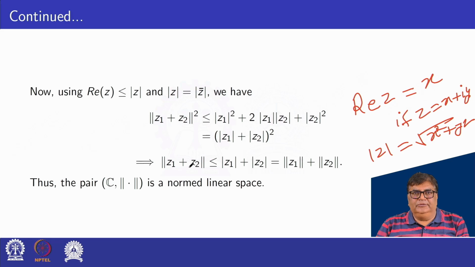So norm z1 plus z2 is less than or equal to norm z1 plus norm z2. Thus, the ordered pair C and norm is a normed linear space.